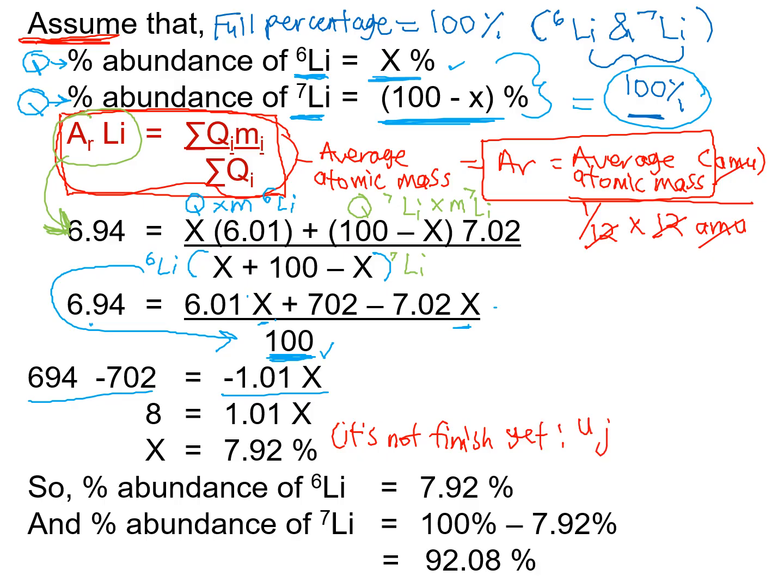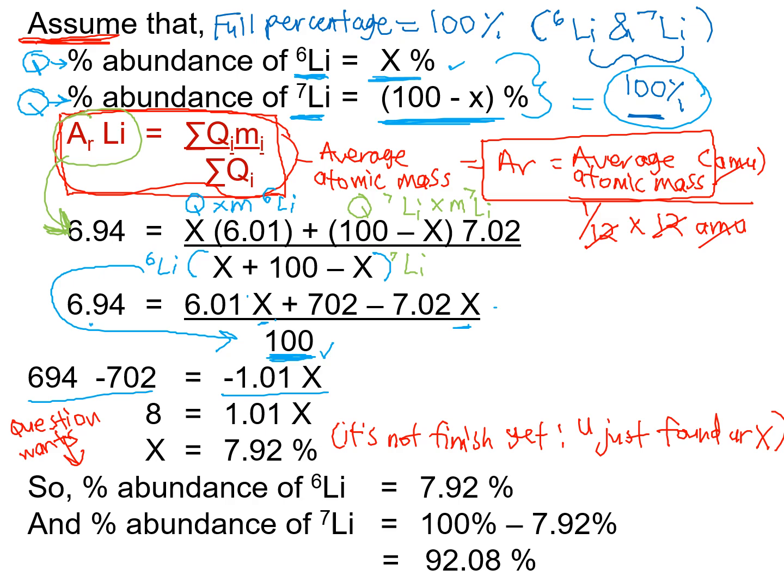Because you just found your X. Okay. You just found your X. You tak menjawab pun soalan. Soalan nak apa? Soalan nak, this is question, what the question wants. Question wants the percentage of abundance for each of the isotope.